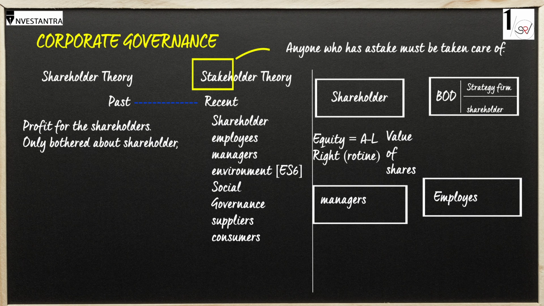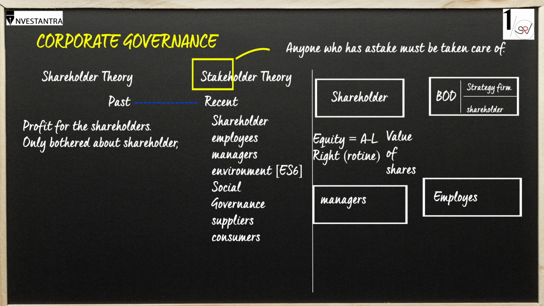Value of shares must increase, right? That's their primary interest, which is kind of obvious. That's why shareholders are even there, right? They want to make money. The board of directors, on the other hand, right? They have two different things.